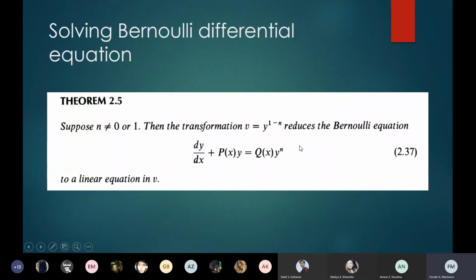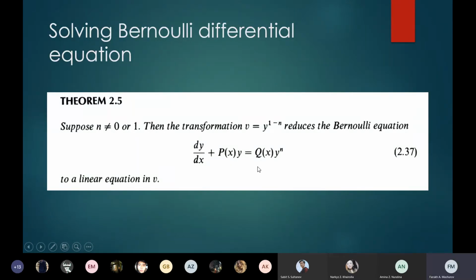So here, you mean this y to the power n, am I right? This differential equation is called a Bernoulli differential equation. The difference from linear equations is that in linear equations we don't have y to the power n, but in the case of a Bernoulli equation, if we have y to the power n and n is not equal to 0 or 1, then we call this differential equation a Bernoulli differential equation.